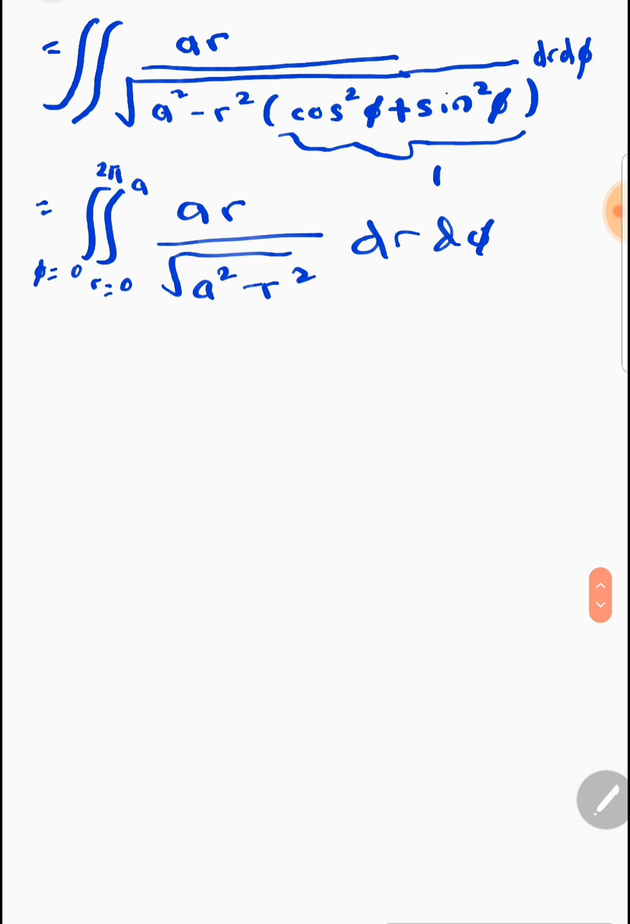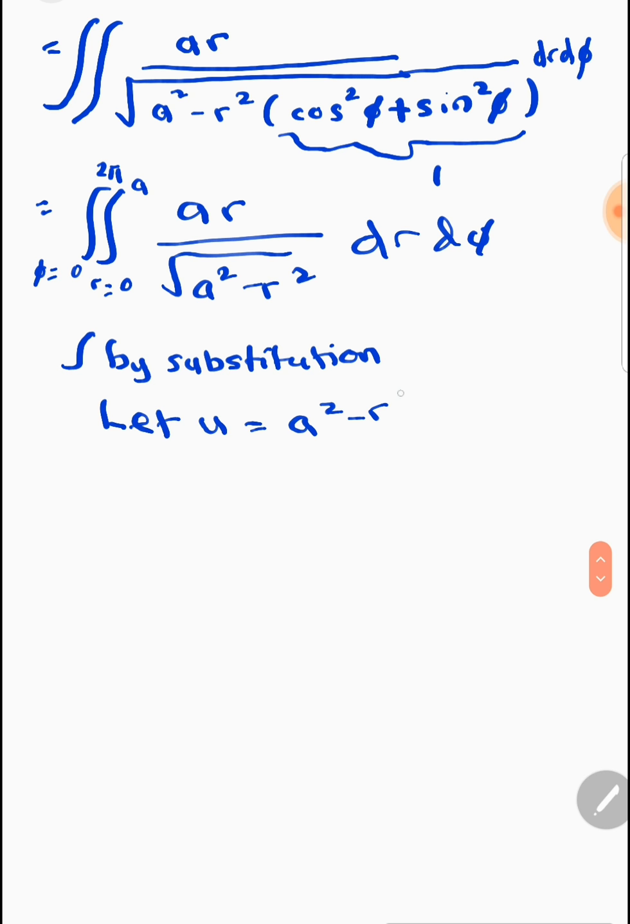Picking up from your maths basics, from here I see that we can solve this with integration by substitution. If you have another easier way to do it, please carry on. For maths, there's no one way or one method to do it. So in this case, I'm going to use the more complicated part as u. So let u be equal to a squared minus r squared.